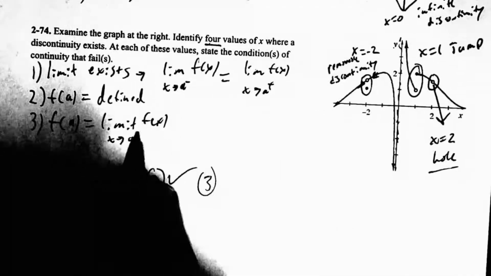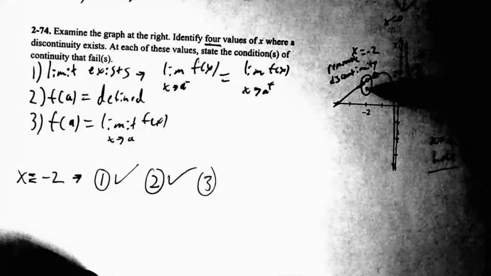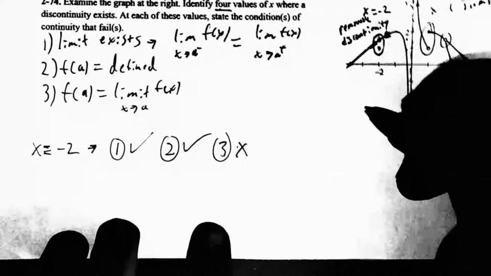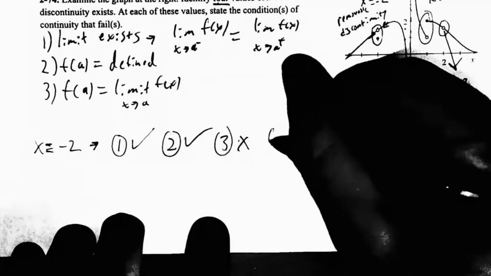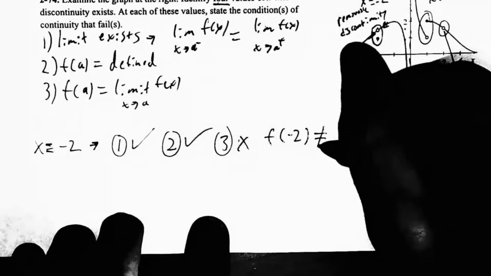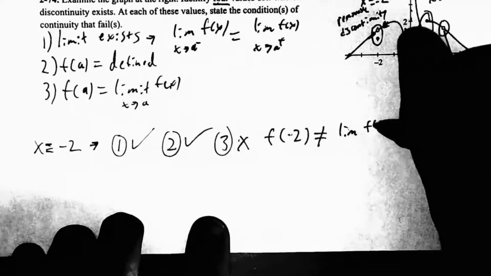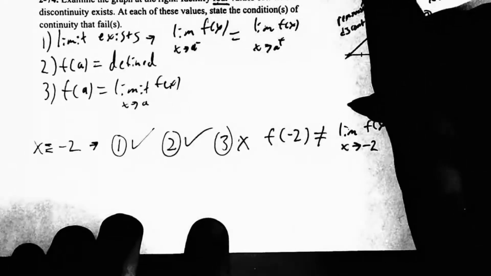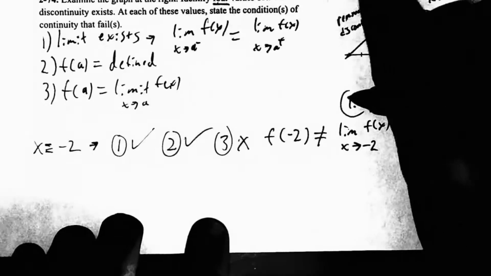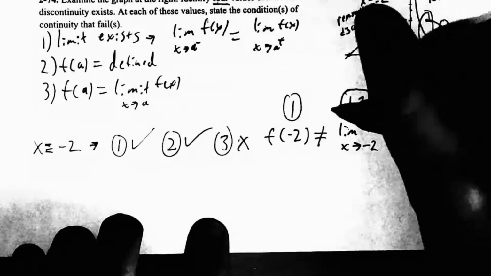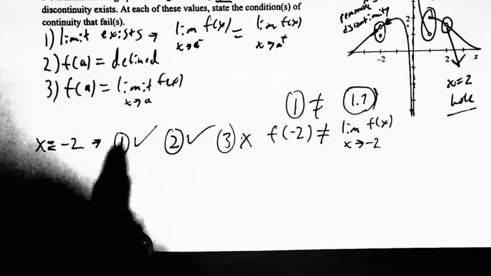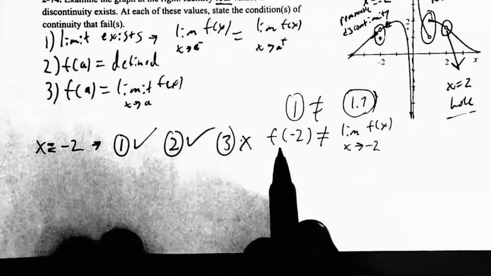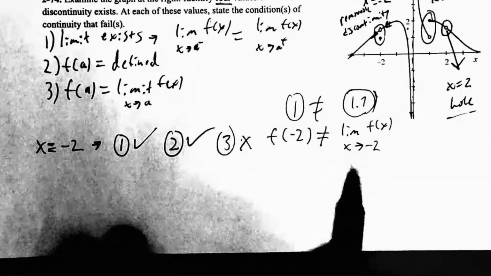How about 3? Does the output equal the limit? No. See here, the output is 1. The limit is 1.7. So it fails 3 because f of -2 does not equal the limit of the function as x approaches -2. The limit looks like it's about 1.7, and then the output looks like it's about 1. So these are not equal. That makes sense? So the limit exists because it's the same from both left and right. The output exists at 1, but since the output does not equal the limit, it fails. Okay, I'll go through the rest.